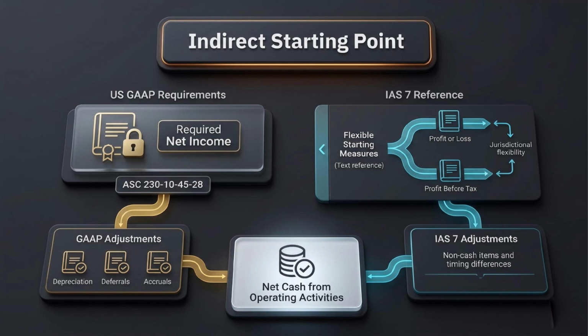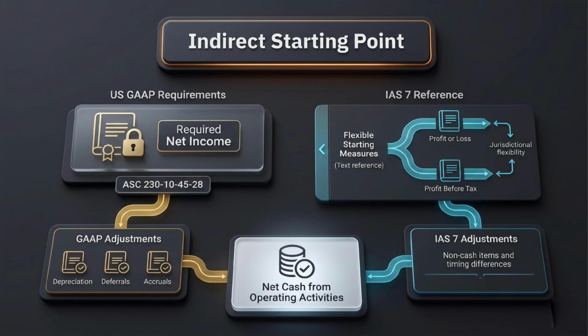Another difference is the indirect method starting point. Under US GAAP, the reconciliation begins with net income. That is the required bottom line measure from the income statement. Under IAS 7, the standard refers to profit or loss, and practice may vary by entity and jurisdiction, with some regimes using measures such as profit before tax. The broader concept is similar.